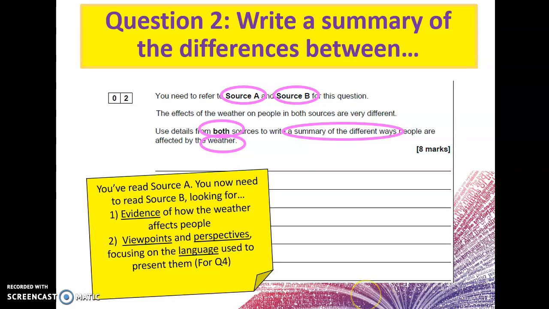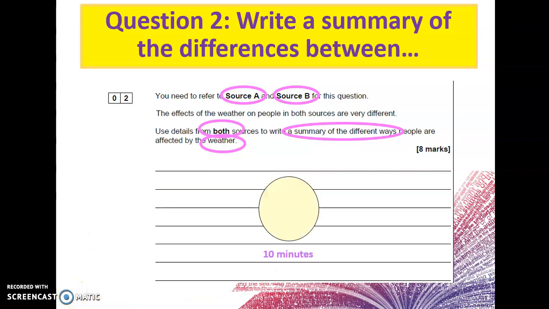So what I'd like you to do is to pause the video and read through source B, and this time you're looking for the evidence of how the weather affects people and also any viewpoints that they express about that and the language that's used for them. So pause and then have a go at finding those quotations. Now that you've got those quotations, we need to look at how you would actually go about writing these as an answer. This question's worth 8 marks and you'd be looking to spend only about 10 minutes on this question.